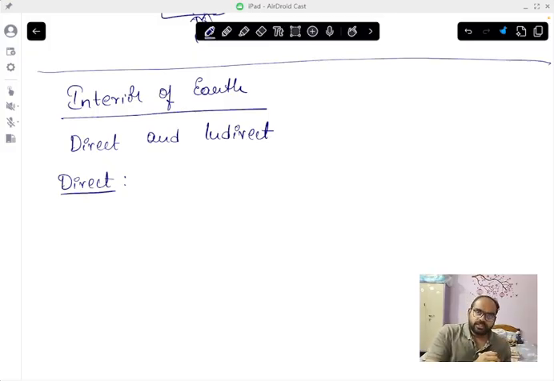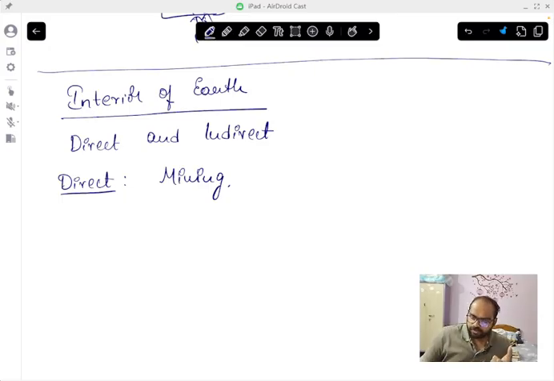So no human can reach over there. Even if you send any machines, it is highly impossible to retrieve that machine or get it back. So we depend on certain direct sources to know about the interior. The first one would be mining. During mining activities, people go up to 3 to 4 kilometers into the interior of the earth, and the materials collected at 3 to 4 kilometers give evidence about the materials inside the earth.